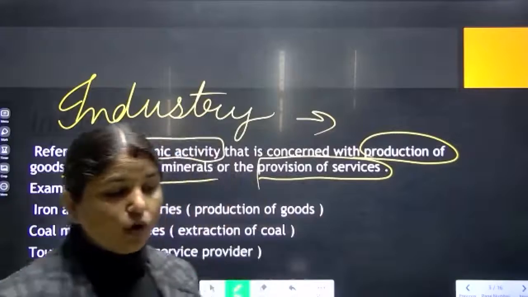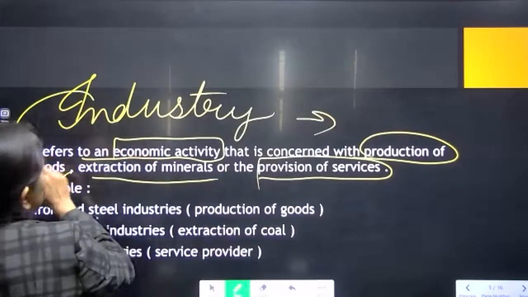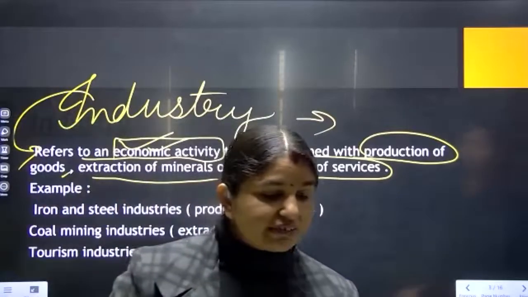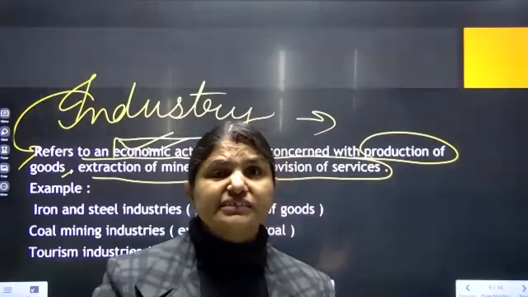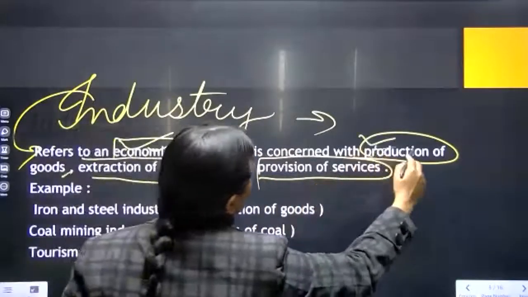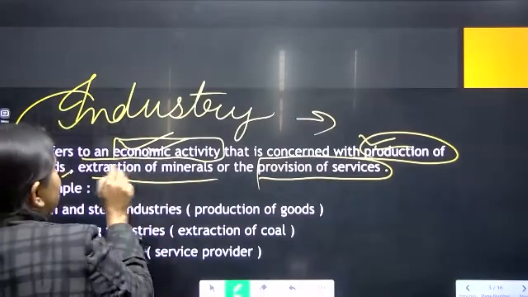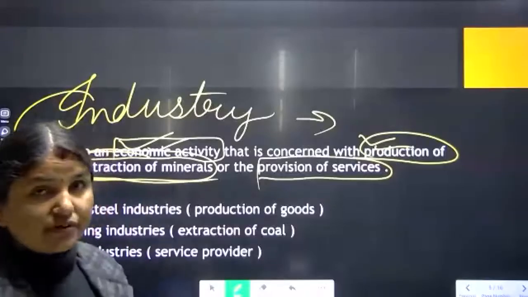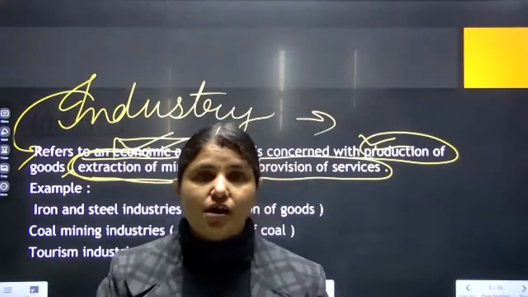Look at the board, listen to the things very carefully. Industries refer to economic activity. Activity which is related to money, purchasing and selling of goods. Where they are concerned with the production of goods, means where they are producing the goods, they are doing the extraction of minerals. Extraction of minerals means where they are taking out the minerals from inside the earth.